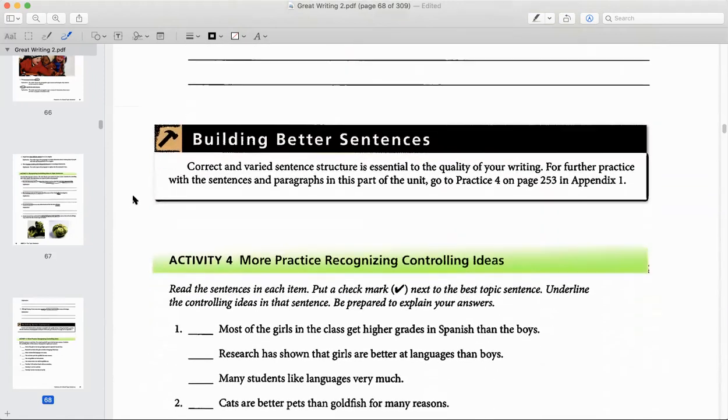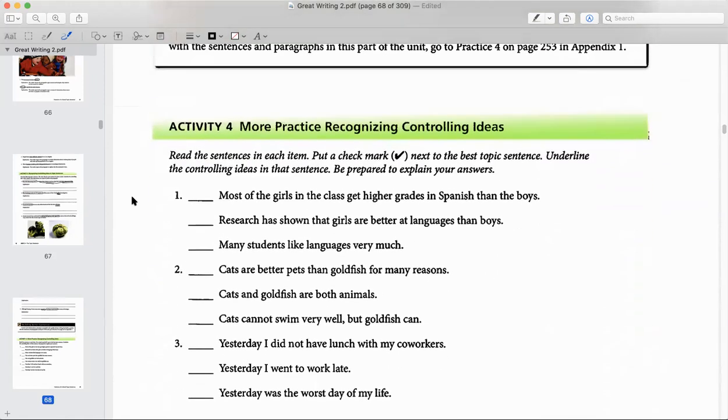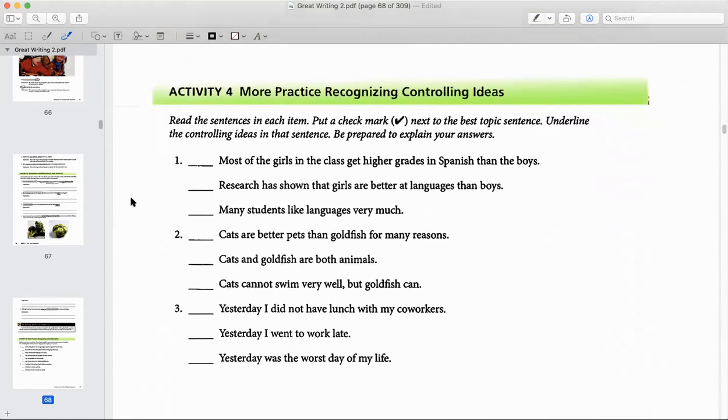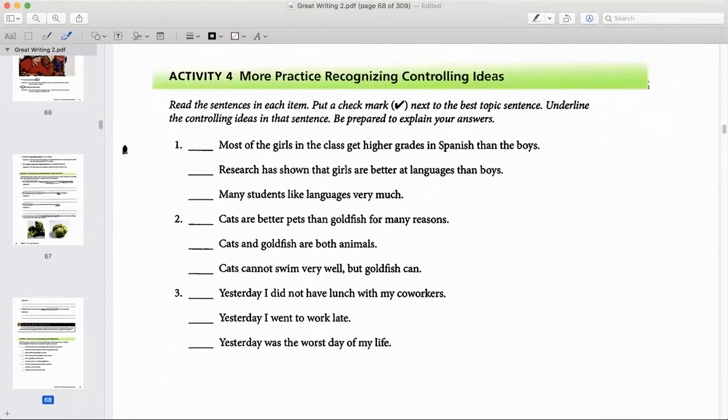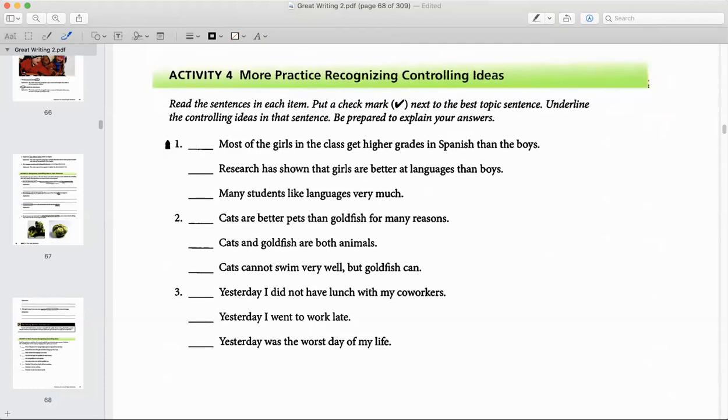Okay, so then let's go ahead and move down to activity 4. And this is more practice with controlling ideas. So again, you're going to choose which of these sentences is the best topic sentence, just like you did in that earlier activity. So read each sentence and put a check mark next to the best topic sentence, and then underline the controlling idea in the sentence. Okay, and why don't we do number 1 together?